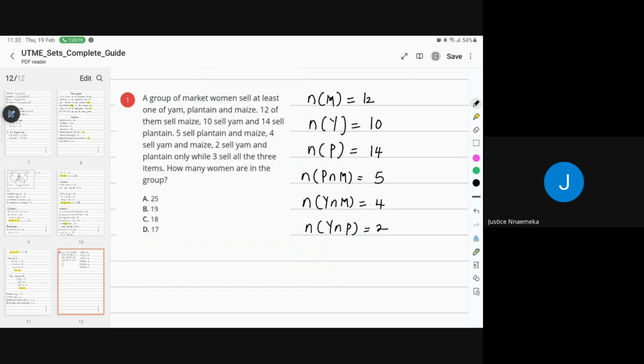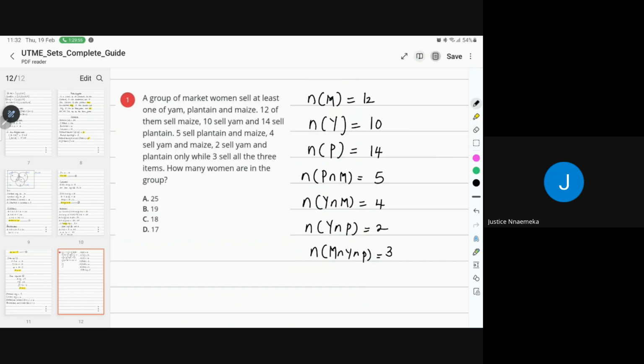Only 3 sell all the 3 items. Are you there now? Good, makes sense. So the number of maize is 12, yam 10, plantain 14. Plantain and maize, 5. Yam and maize, 4. Yam and plantain, 2. That's exactly what we have. Now, it didn't just end there. They said all 3 of them, maize, yam, plantain, is equal to 3.